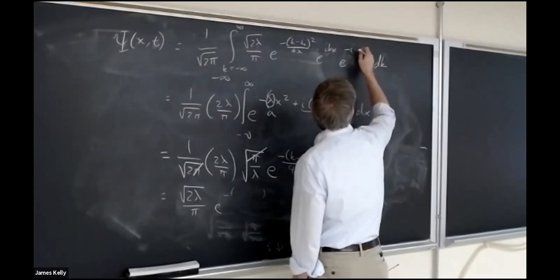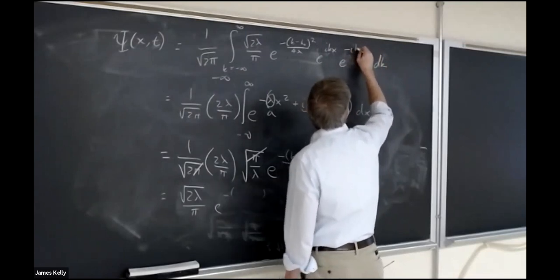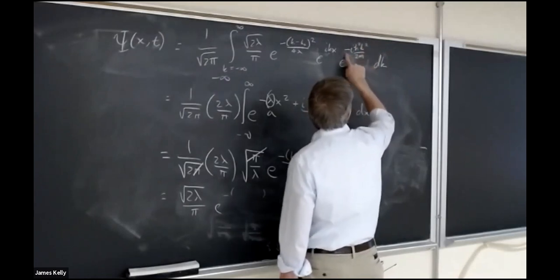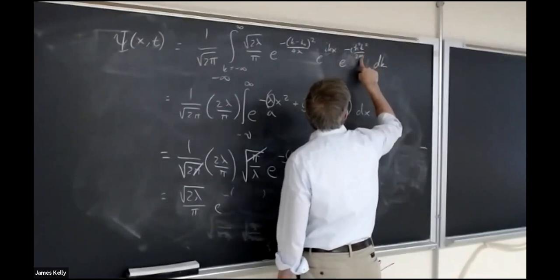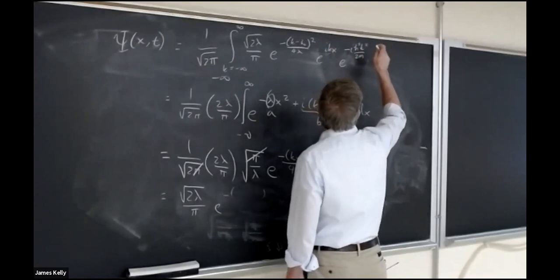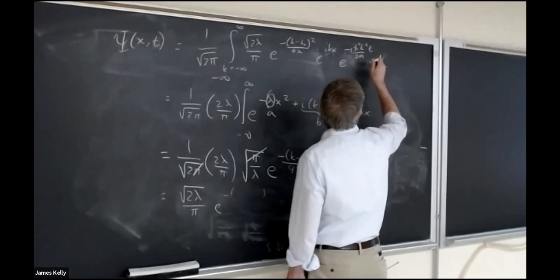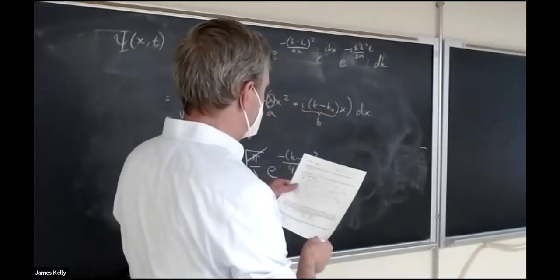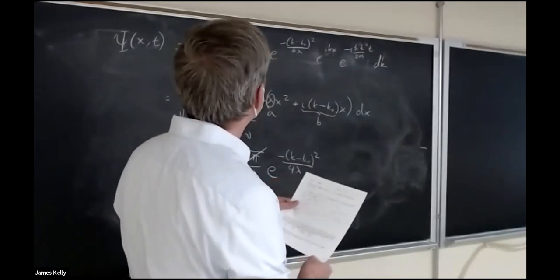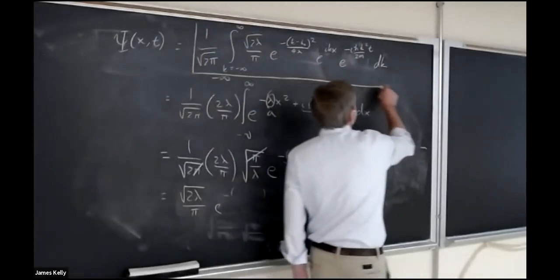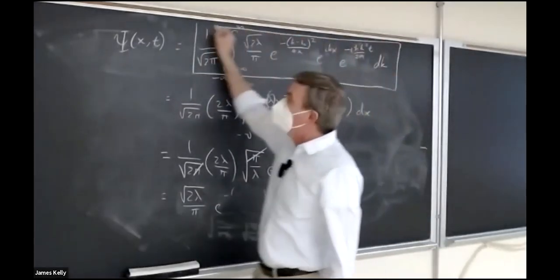E to the minus I En, h bar squared k squared over 2m, e to the minus I ek t over h bar. That looks good. And that's my answer.